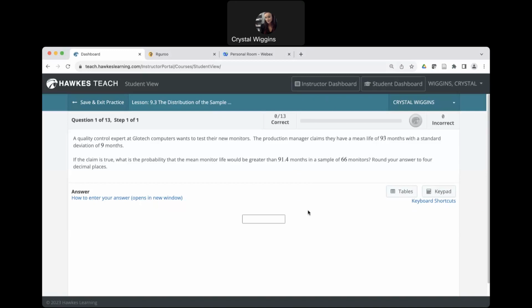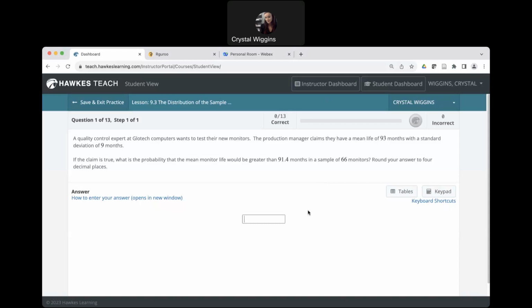And the standard error of the sampling distribution, or the standard error of the mean, is going to be calculated by taking the standard deviation of the population and dividing by the square root of the sample size, all shown in the 9.3 lecture. Now I want to show you how to get these problems into our Rguroo and solve them using our technology.